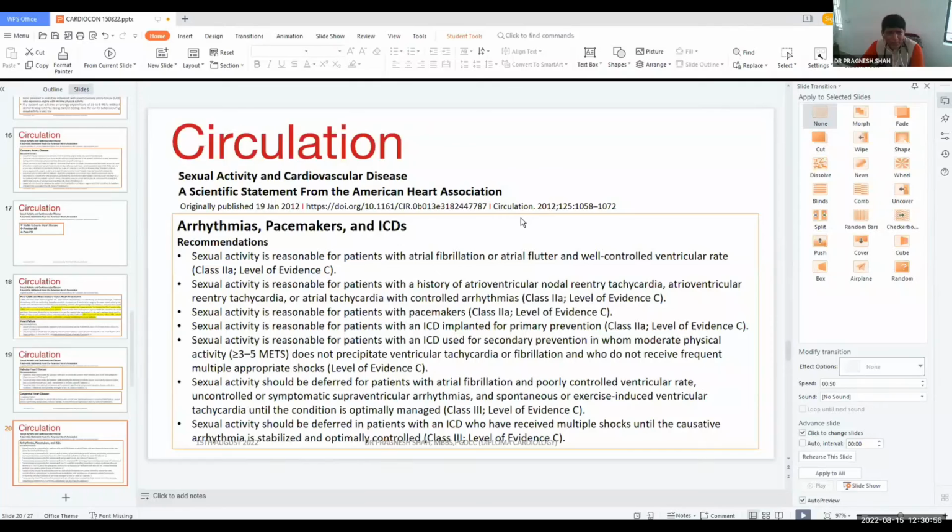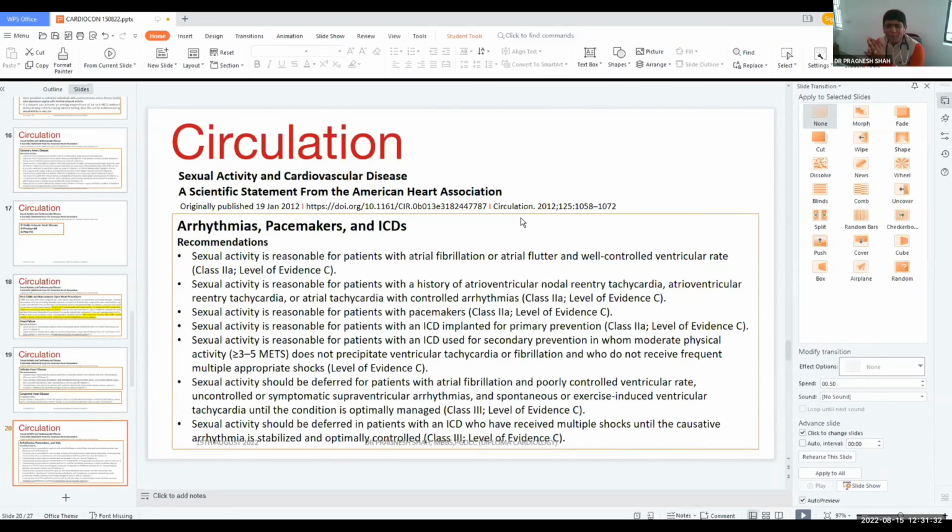Now, what's the recommendation about arrhythmia, pacemaker, ICD for sexual activity? They said that sexual activity is reasonable for the patient with atrial fibrillation and atrial flutter when ventricular rates are controlled. Sexual activity is reasonable for the patient with history of atrioventricular nodal reentrant tachycardia, AVRT, and atrial tachycardia, and also the controlled arrhythmia. Sexual activity is reasonable for the patients with pacemaker or ICD implant for the primary prevention.